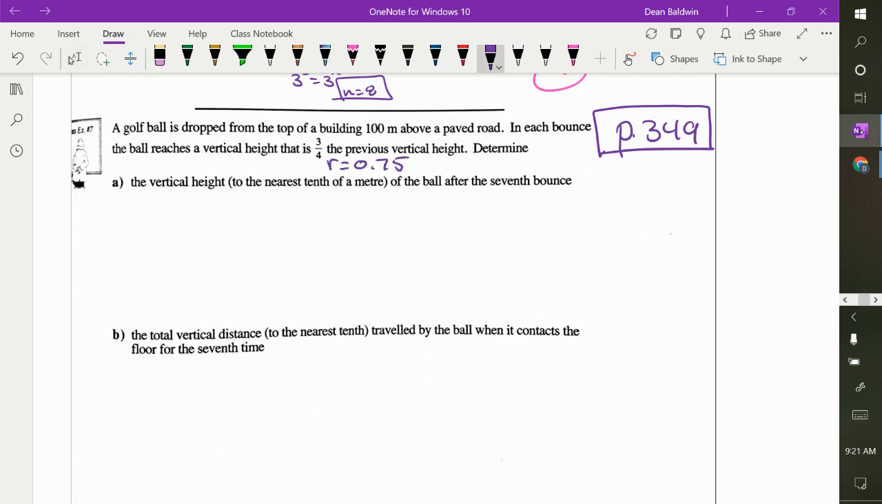Yes, 0.75. You can write 3/4 if you really want to. I'll write 3/4. Okay. Determine the vertical height to the nearest tenth of a meter of the ball after the 7th bounce. This is the stuff we've already done, this question. So, can you answer that question? Is that right? No, this one's right. So, after the 7th bounce.